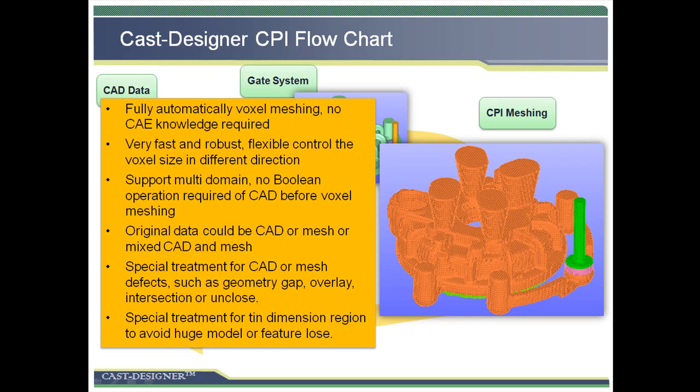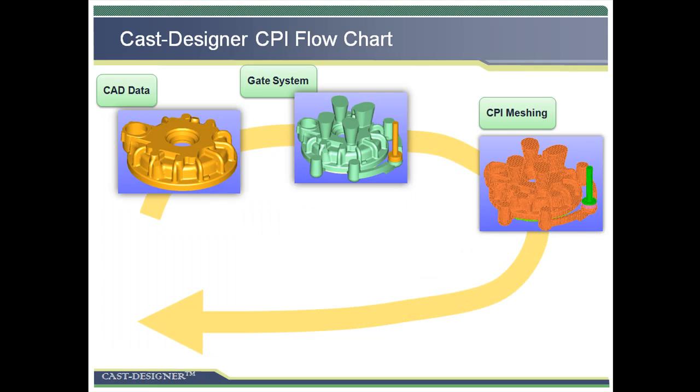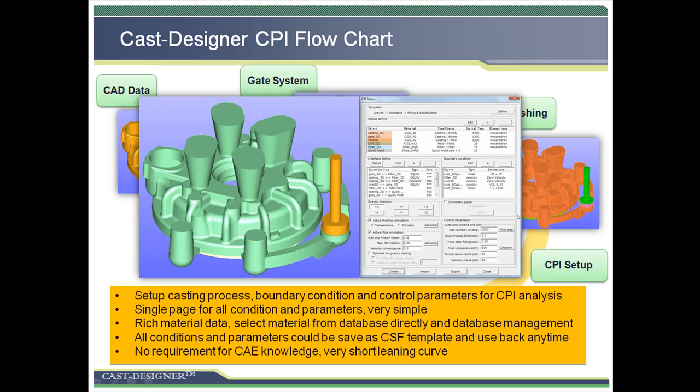There is also special treatment technology for defects of the CAD model or mesh, such as geometry gap, overlay, intersection or enclose. The coarse mesh technology in Cast-Designer is also unique to treat the thin thickness region to avoid a huge model or feature loss, and advanced mesh smoothing technology makes the mesh match the original CAD geometry. It is very useful for complex shapes like casting parts.